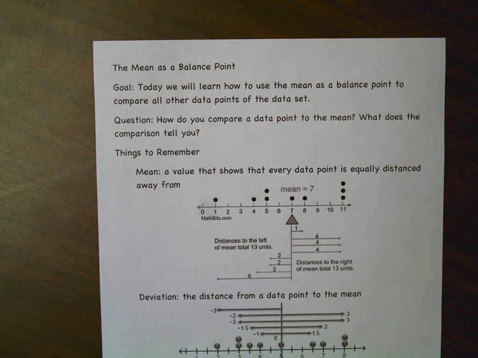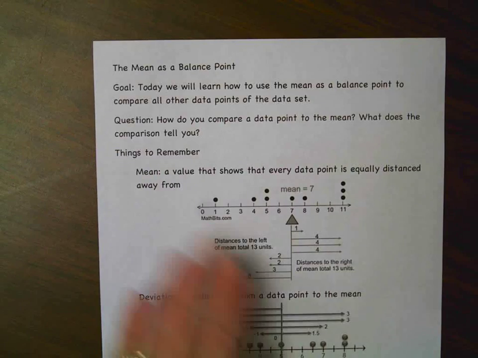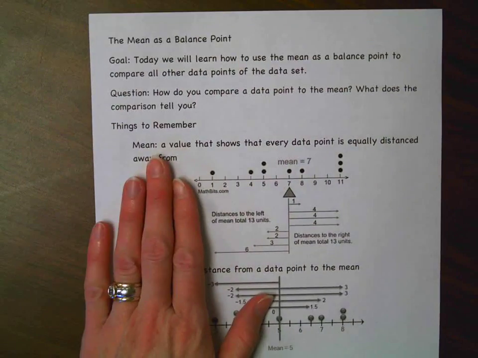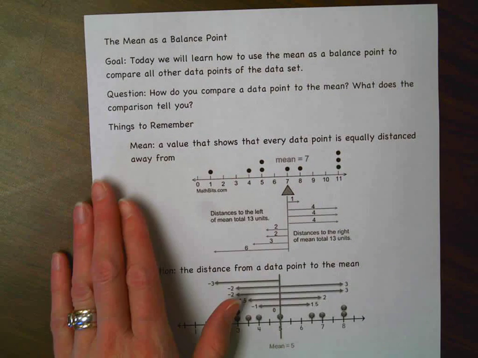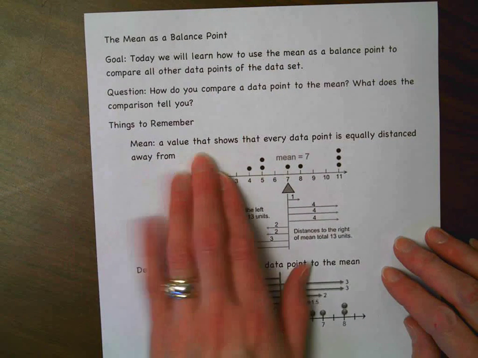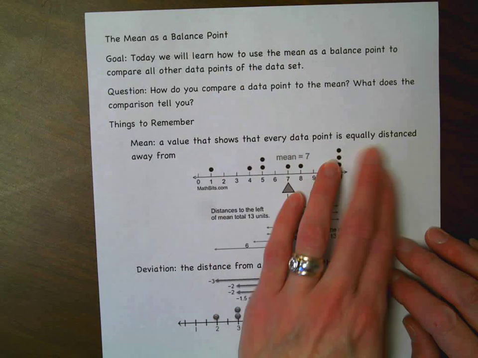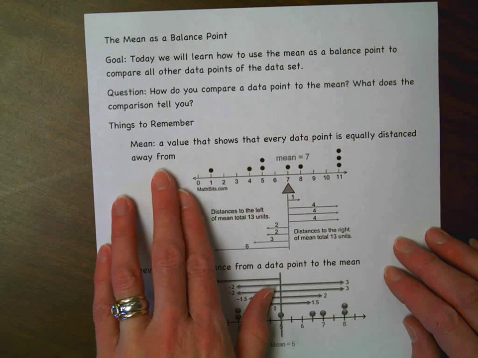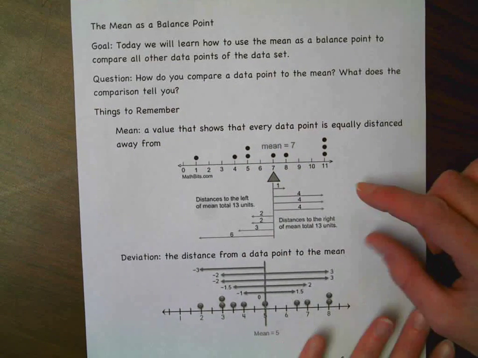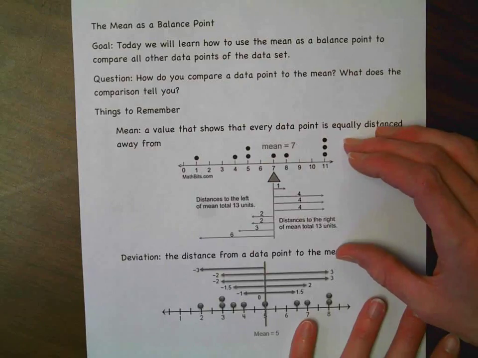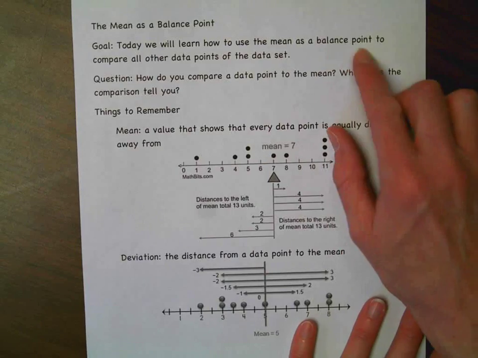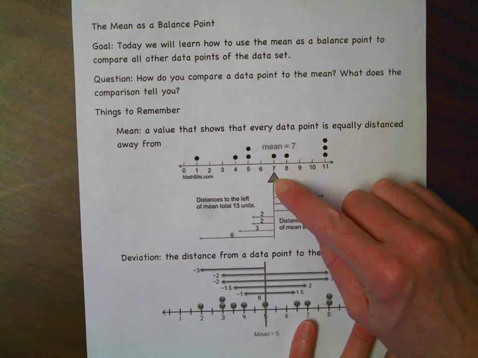The way you compare a data point to the mean is, first of all, you have to find the mean. Then comparing an individual data point tells you how far away it is. What is the distance? Some things to remember that are very important when understanding this lesson: the mean is a value that shows that every data point is equally distant away from. We have here a picture of what we're talking about. The balance point is where the arrow sits.